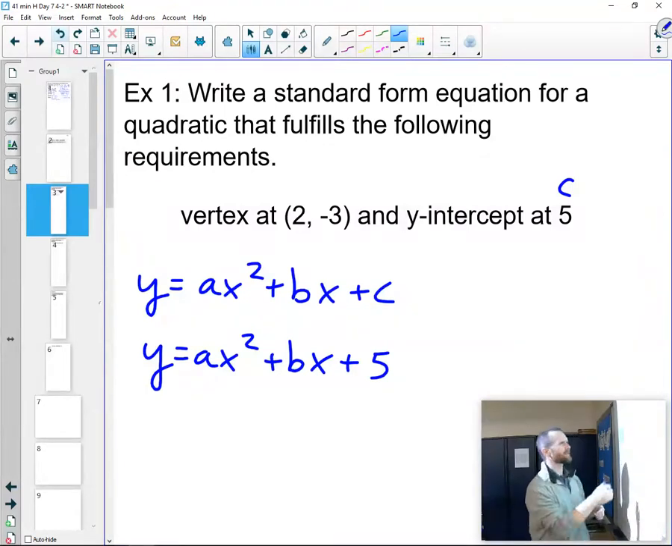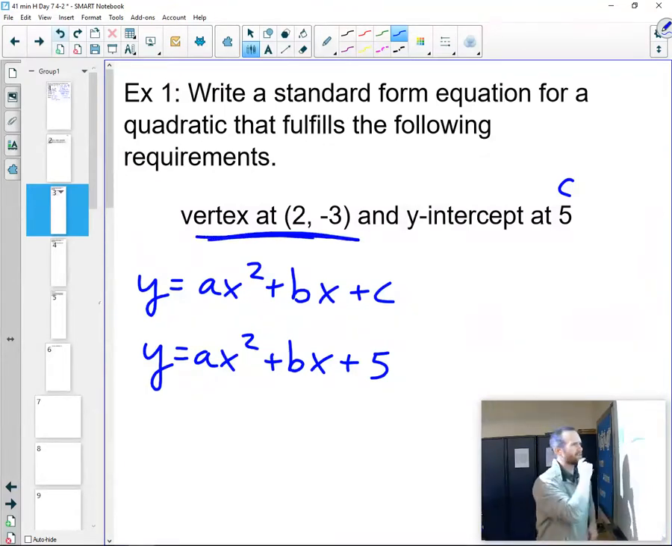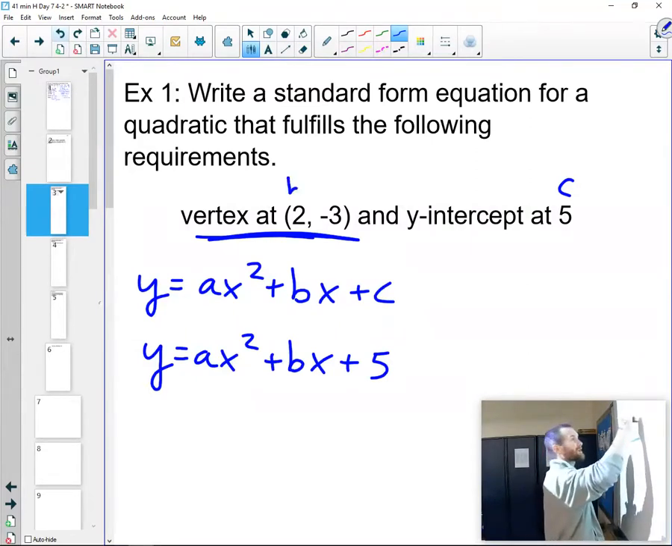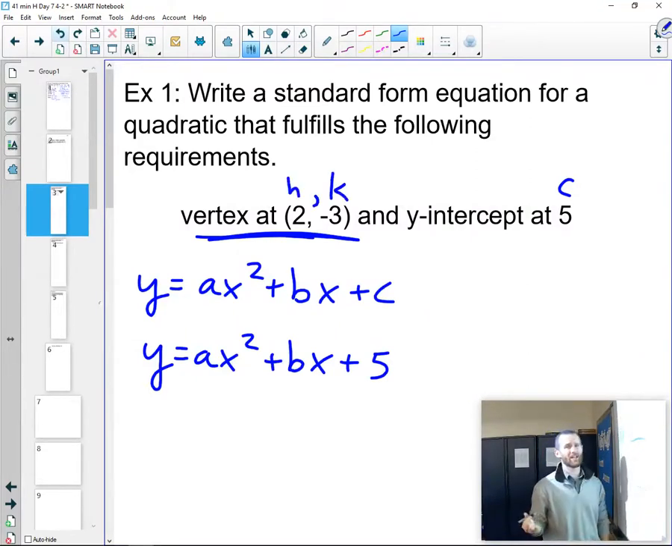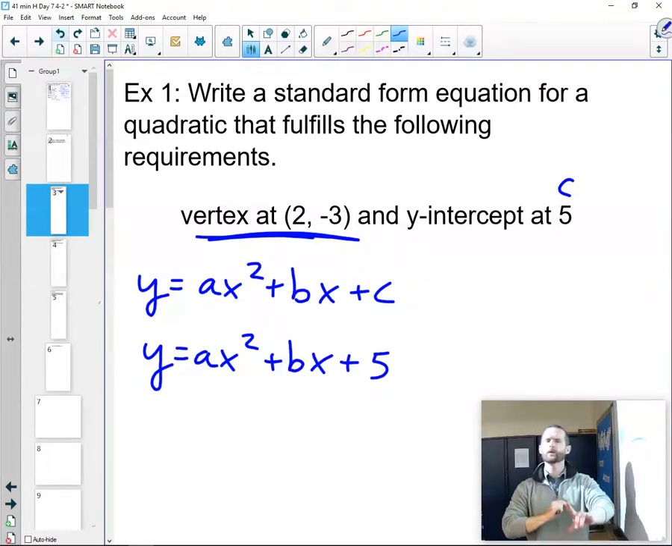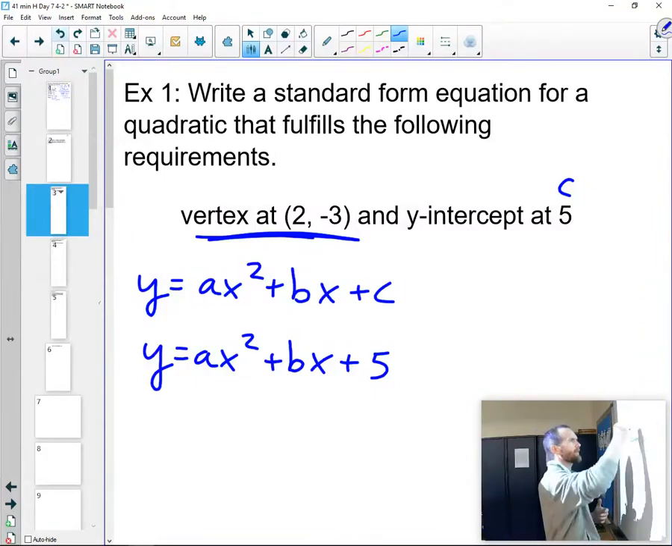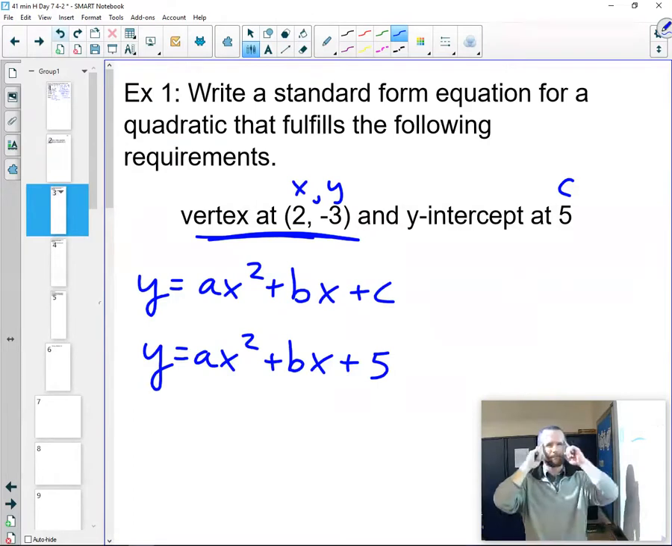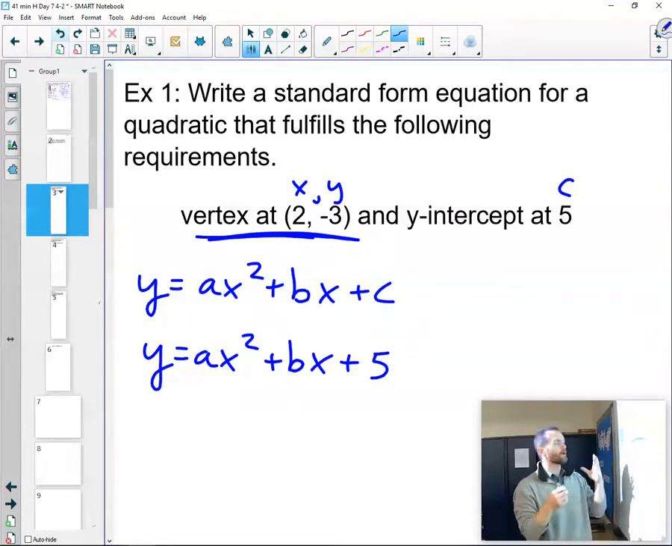Now, the only other piece of information they give us is this vertex. Now, if we were using vertex form, that would be our h and k value, but we're using standard form, so we don't have h or k anywhere in our formula. Even though we can't use h and k, we can still remember that this ordered pair is an x and a y. Now, this is a big skill we need to get better at as we grow in our algebra careers, or algebraic careers, I should say.